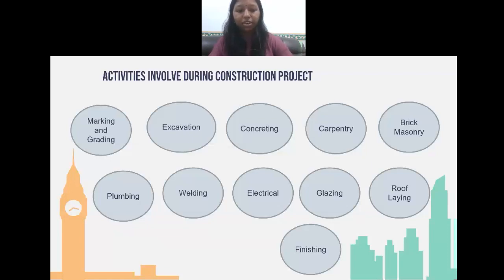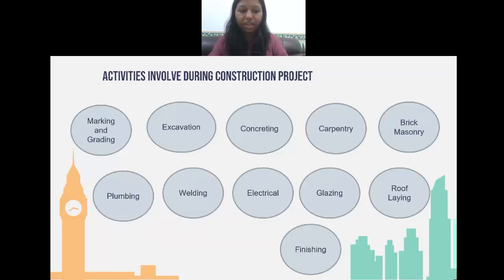Next is electrical. Working as an electrician on a construction site, they will ensure the structure has access from the transformer provided by the electrical company. They will ensure there's electricity to the building or structure they construct.